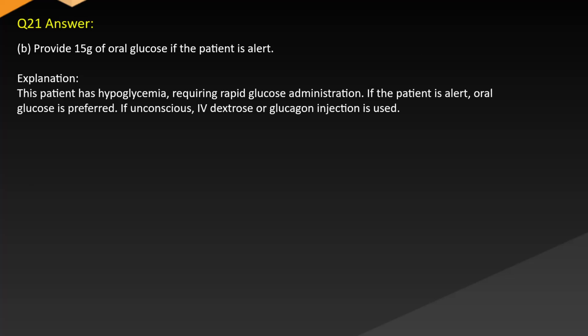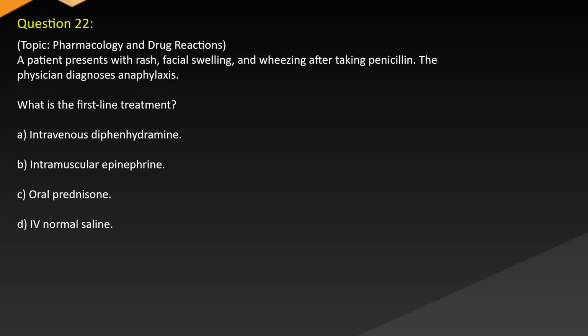Answer: B. Provide 15 grams of oral glucose if the patient is alert. Explanation: this patient has hypoglycemia requiring rapid glucose administration. If the patient is alert, oral glucose is preferred. If unconscious, IV dextrose or glucagon injection is used. Question 22. Topic: Pharmacology and drug reactions.